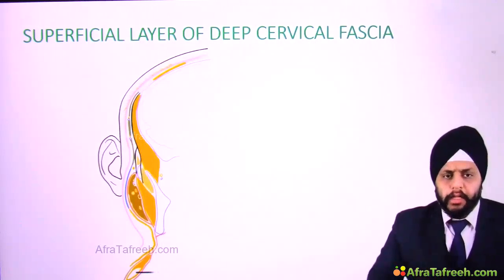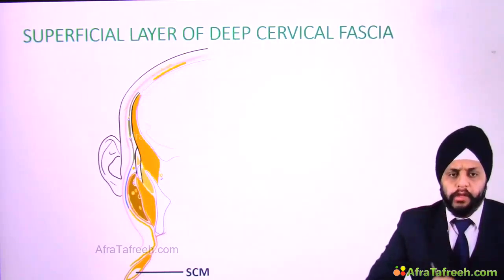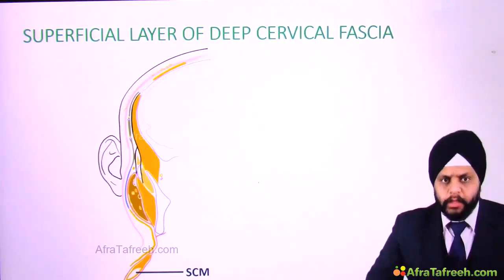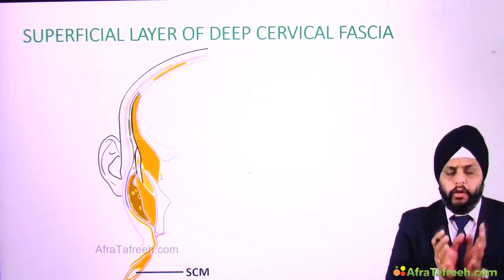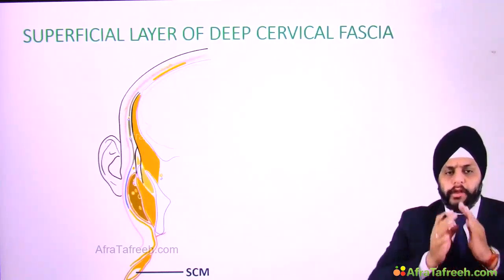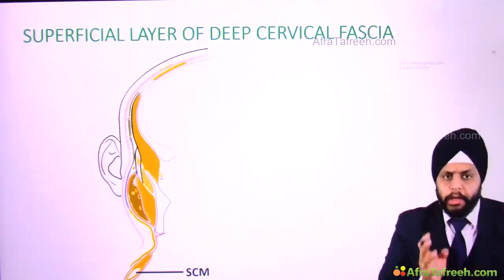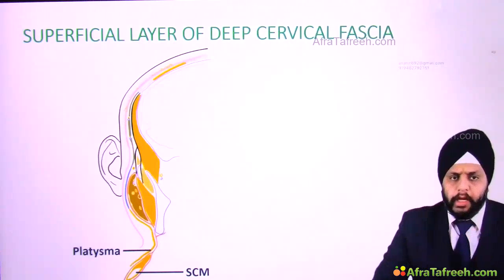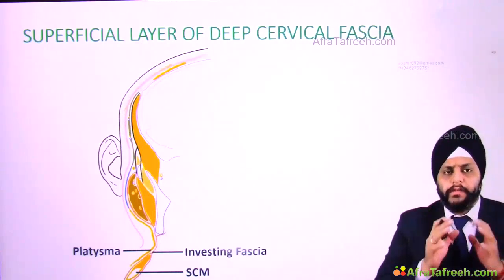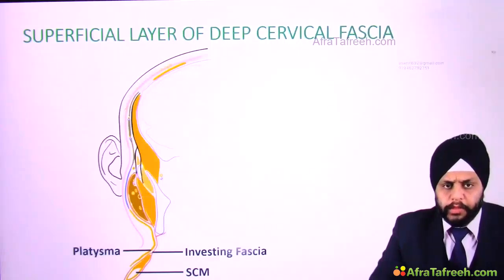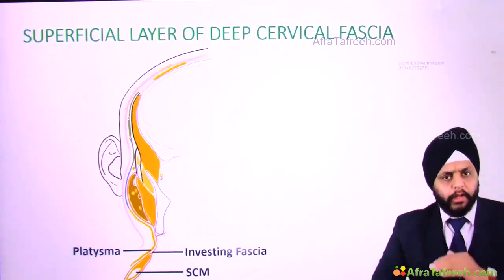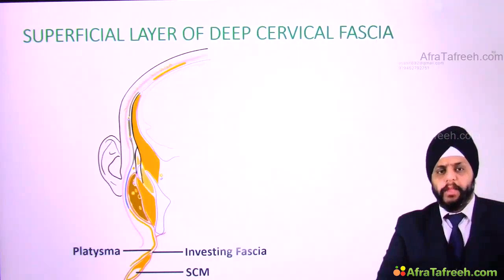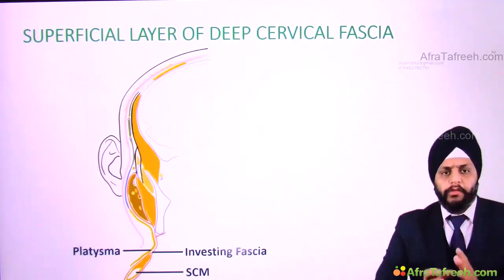Let's look over here. At the lowermost, you can see the sternocleidomastoid muscle, and surrounding this is the fascia. Now we know which fascia this is. You can see the platysma on the lateral aspect, and the fascia is the investing fascia, or the superficial layer of deep cervical fascia. So lateral to this fascia we have the platysma, and this fascia is enclosing the SCM.